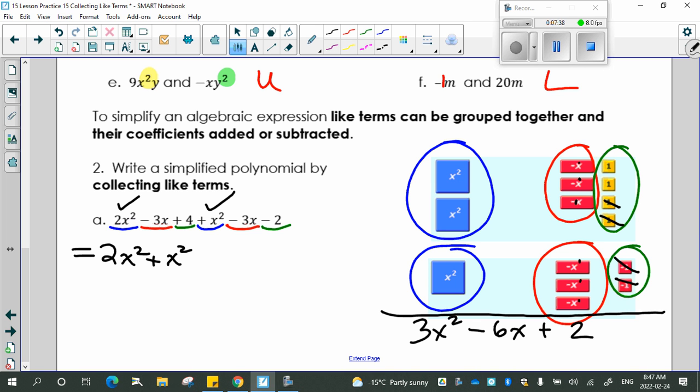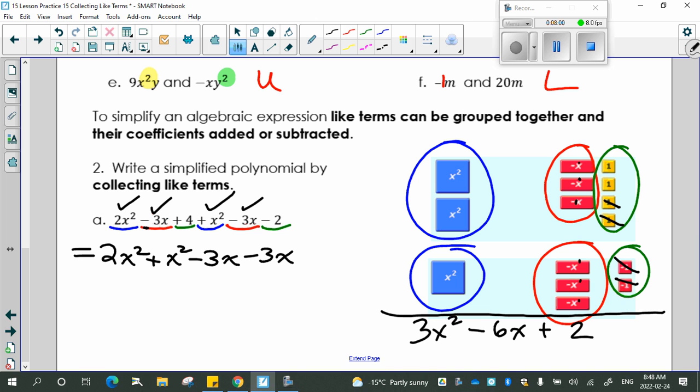Now moving from left to right, the next thing I come to is negative 3x. So I write that down. So this is what we would do if we didn't have the picture. Okay, if we didn't have the picture. And then I'm going to look and see, do I have my second color anywhere else? Yes, I do over here. So negative 3x, this is called regrouping.